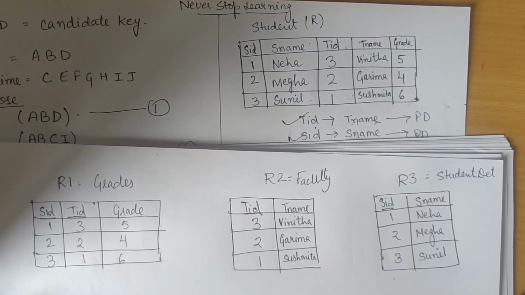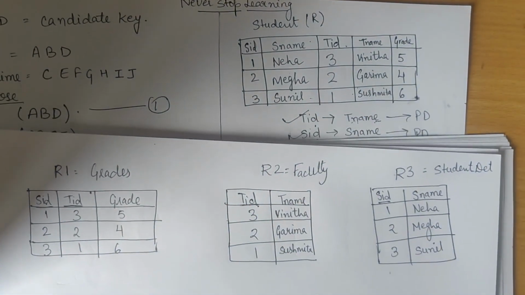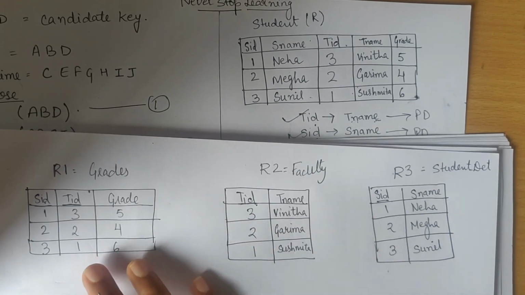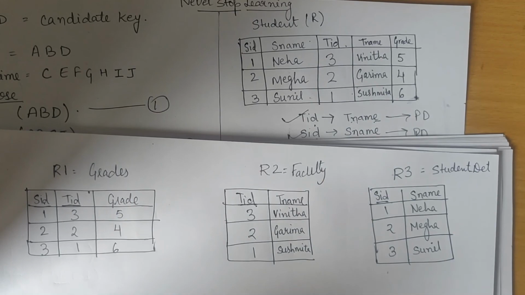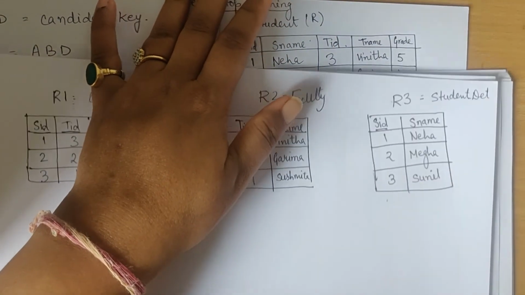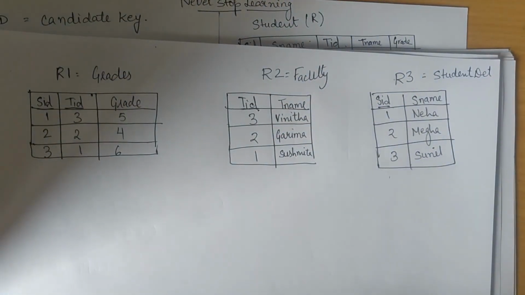Fine. So the student table got decomposed into 3 tables: grades, faculty, and student detail, and now we can say that this table is in 2NF. So this is a way you can bring a table to second normal form. Hopefully this lecture is clear to you all.